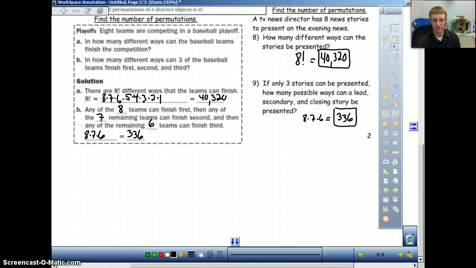So these should have been really easy for you, considering they're the same as this example over here. We have the first one, we have 8 different news stories. How many different ways? Well, it's just 8 factorial.